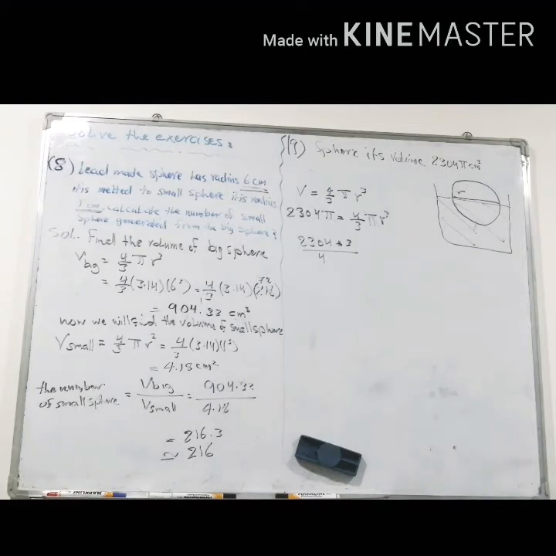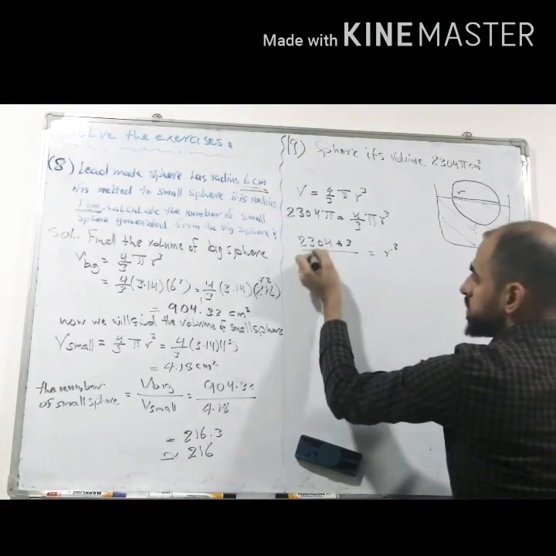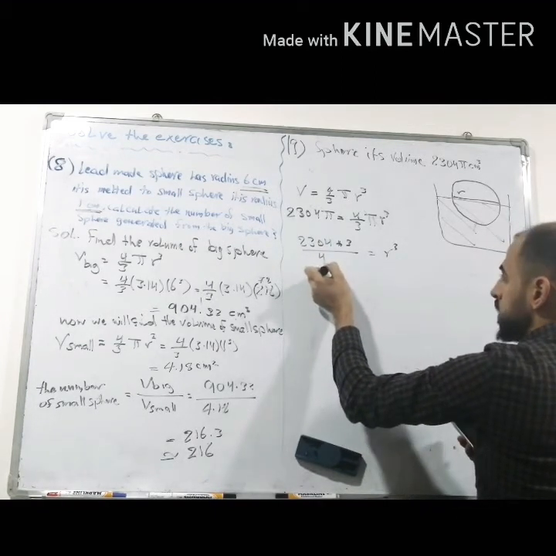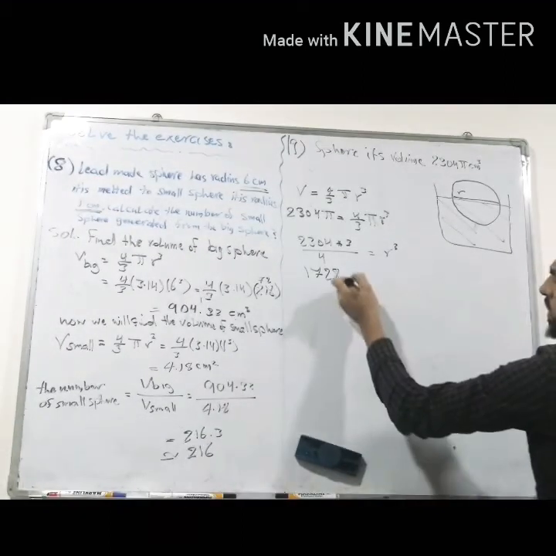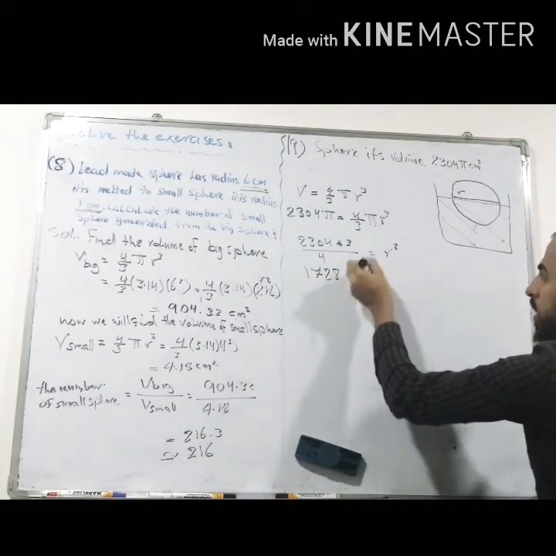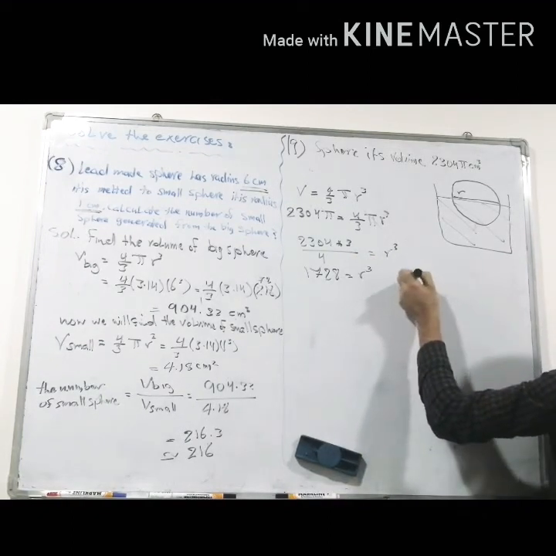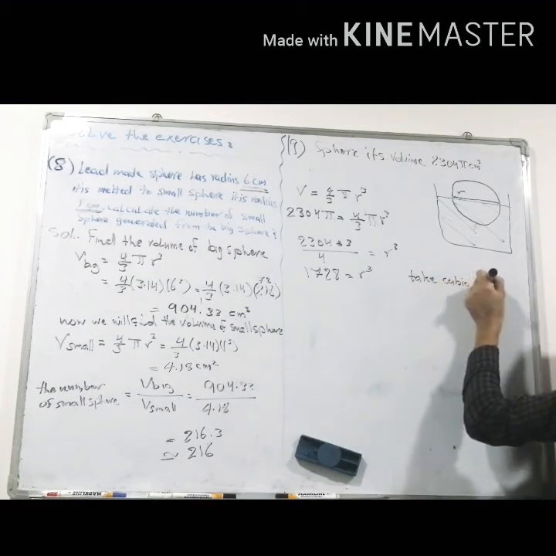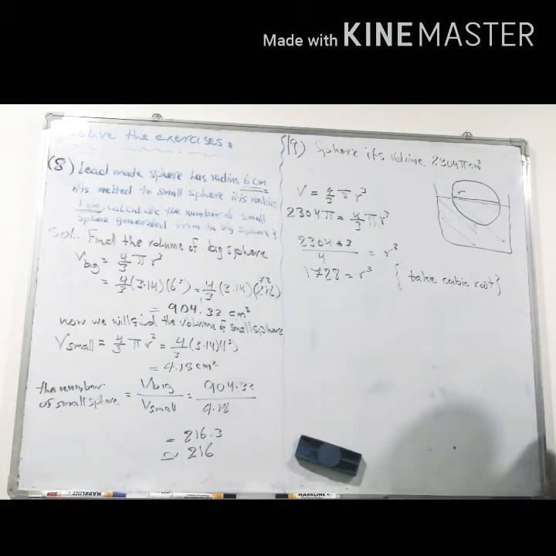To find the result of this number, 2,304 multiplied by 3 divided over 4, by multiplying and dividing, we get the result 1,728 equals r to the power 3. Now we have to reduce the power 3 by taking the cubic root for both sides to find r.